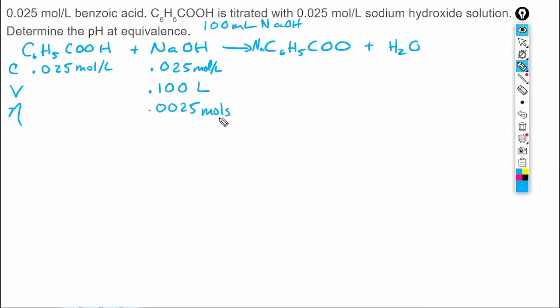What's my mole ratio? 1 to 1. So if I have this many moles of the NaOH, I know I have this many moles of the benzoic acid. And again, I would end up with the same number of moles of the sodium benzoate. How much of the C6H5COOH do I need? I could solve using the C equals n over V formula, but I know it's all the same concentration, so it's also going to be 0.1 liters.